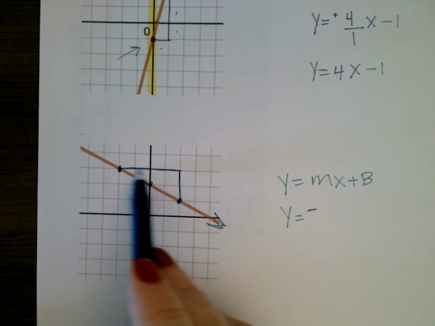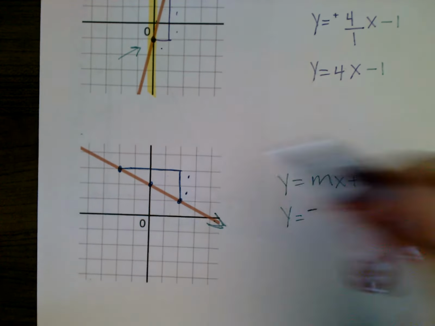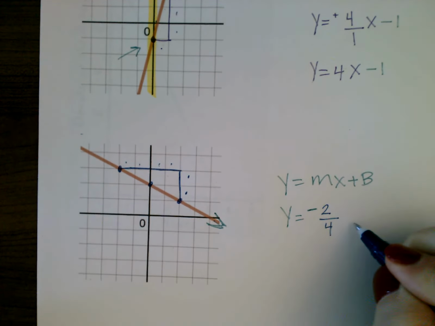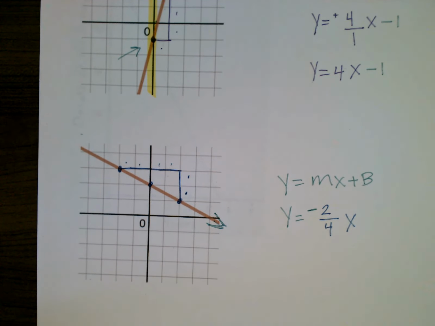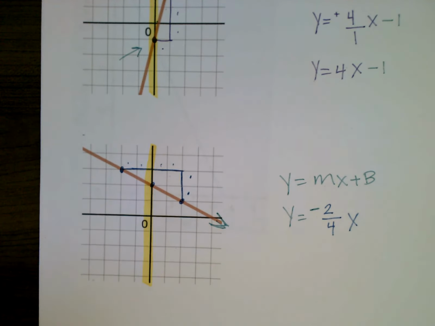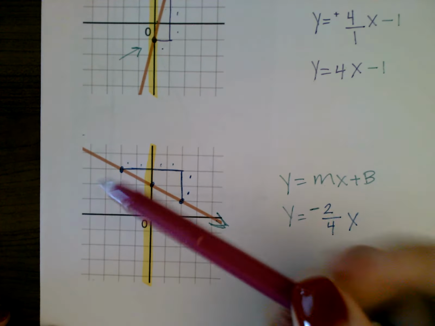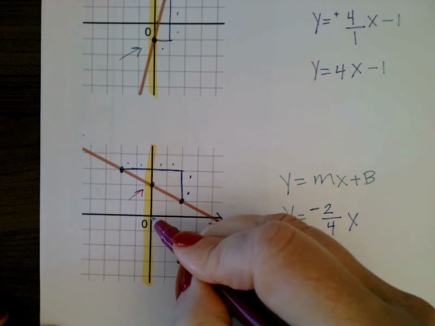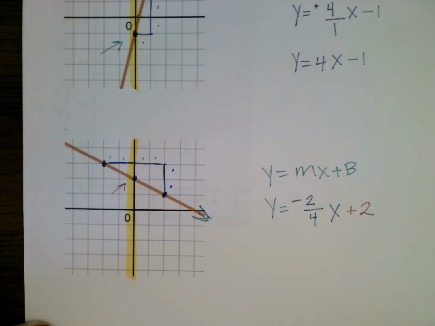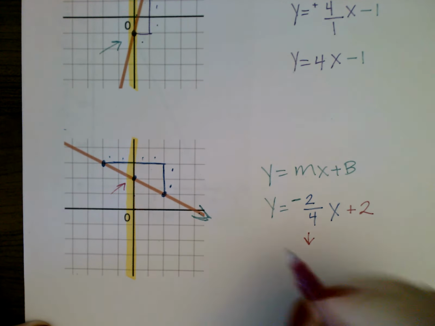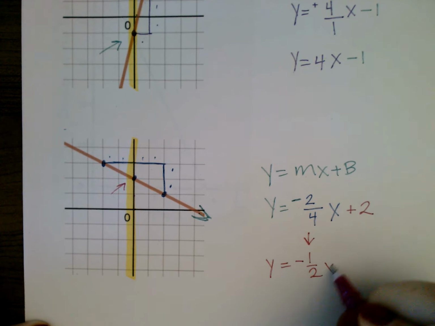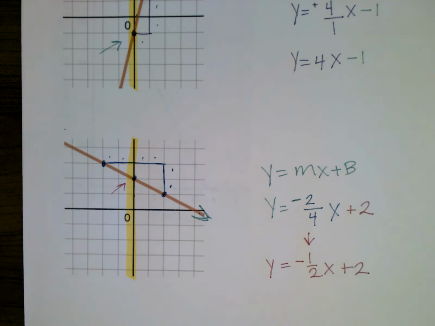Rise over run, the change in y over the change in x. This is 2 rows tall, 4 rows wide. Now I need to find the beginning point, where the y-intercept is. Where does the red line cross the y-axis? Right here. Start at the origin, 1, 2. I moved up, so it's positive 2. You always need to simplify. Y equals negative 1/2 x plus 2.